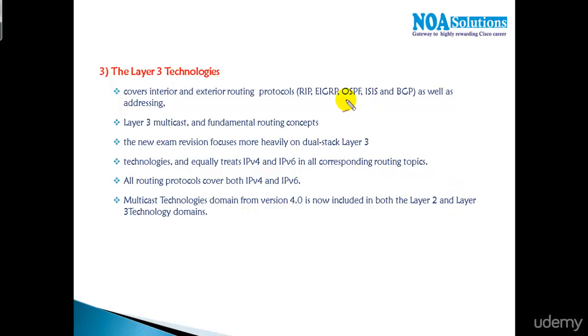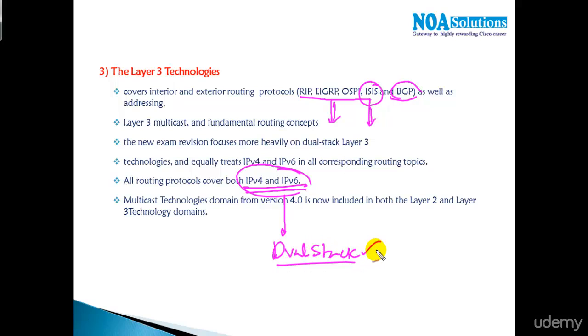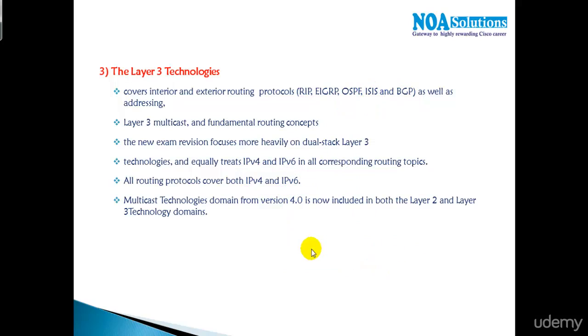Layer 3 technologies. Again, mostly you have the same topics, and IS-IS is covered in your CCIE written exam, and BGP. This all comes under the IGP category, but you will be tested more on IPv4 and IPv6. Which means you will be running a dual-stack environment in your examination, where we'll be implementing RIP, EIGRP and OSPF protocols in both IP version 4 and IP version 6. And one more thing, multicasting also comes under this. Multicasting technologies from version 4 are now included in both the Layer 2 and Layer 3 domains.